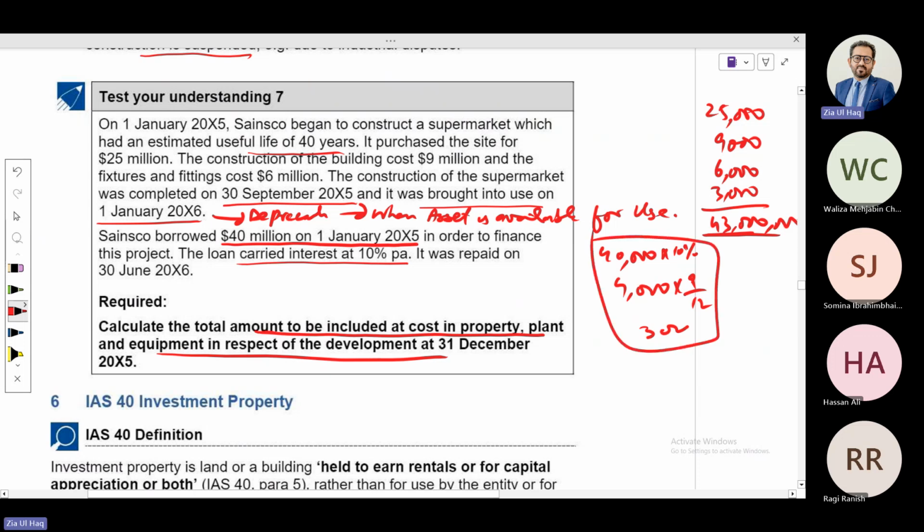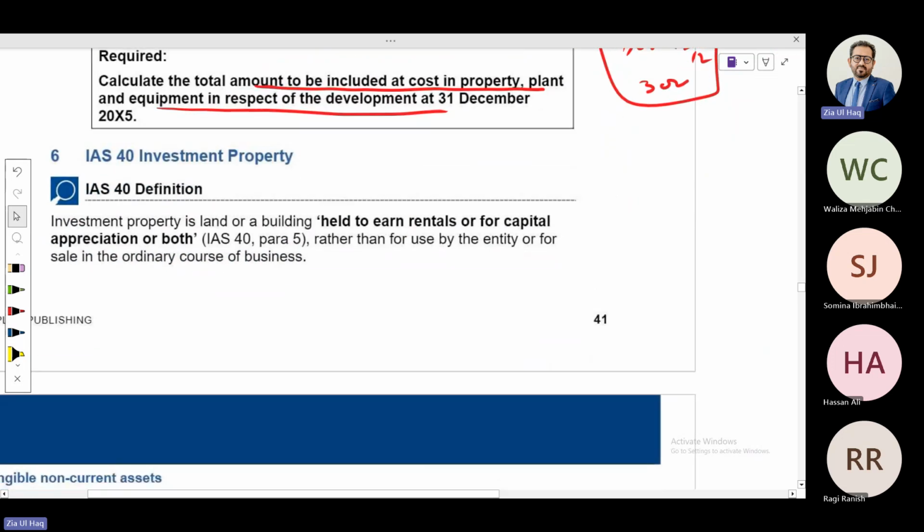So this standard is completed now. We will see questions on this standard later on. Let's move toward another accounting standard, that is IAS 40 investment property. Property means land and building. In simple words, property means land and building.